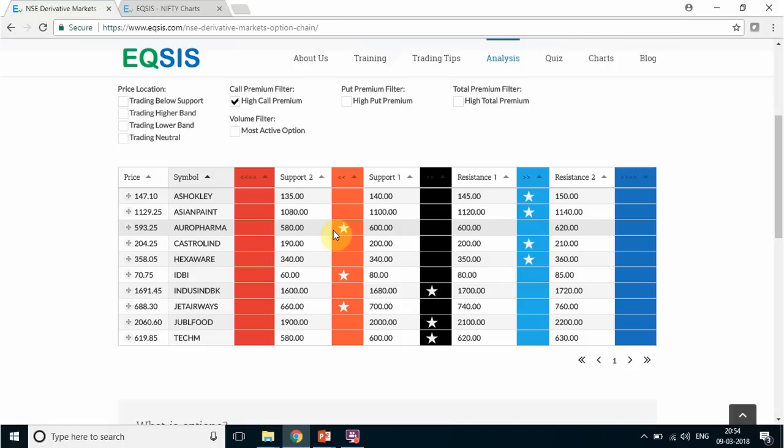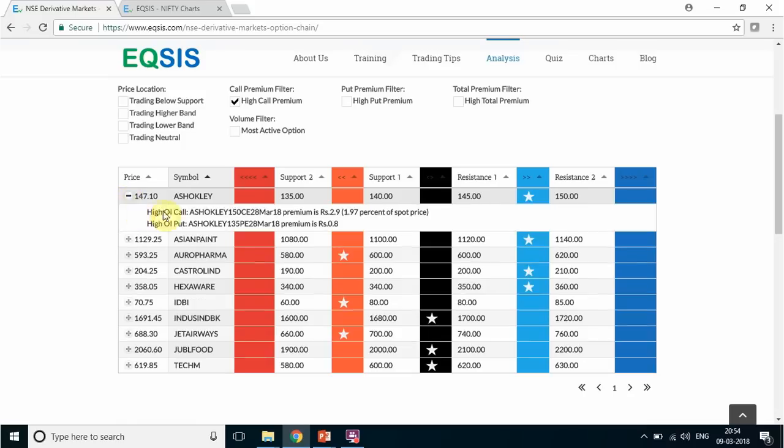It means, look at this one. Okay, now look at this. I'm going to expand this. Okay, I hope you can see the plus mark here. If you click on this particular thing, it will expand the space here. So look at this one, Ashok Leyland 150 call option. The 150 call option carries 2.9 rupees, which is 1.97% of the spot price. 2.9 rupees premium divided by 147, which is nothing but 1.97%.